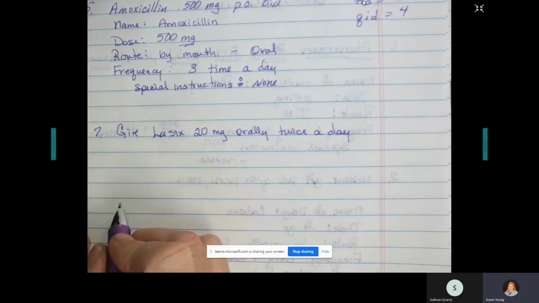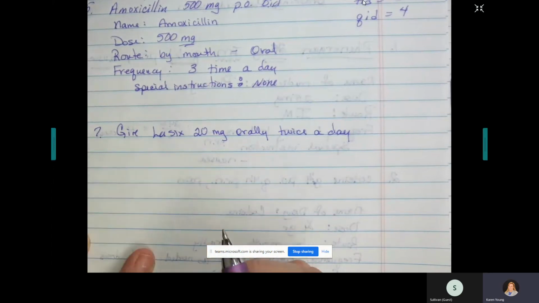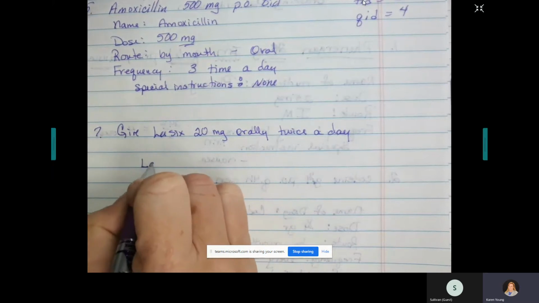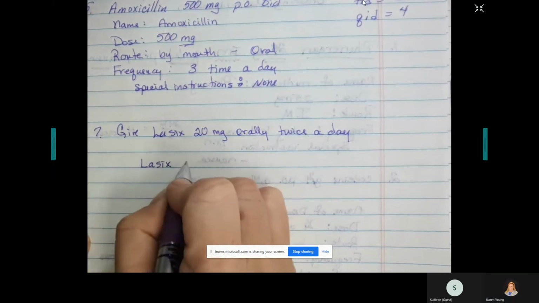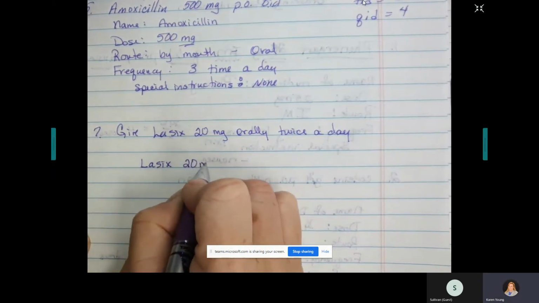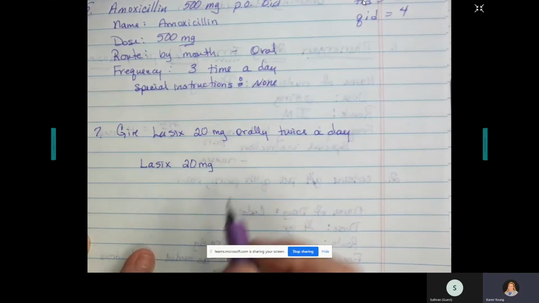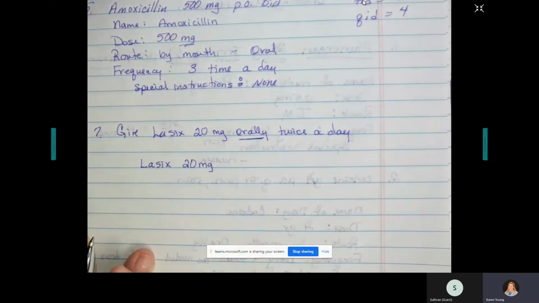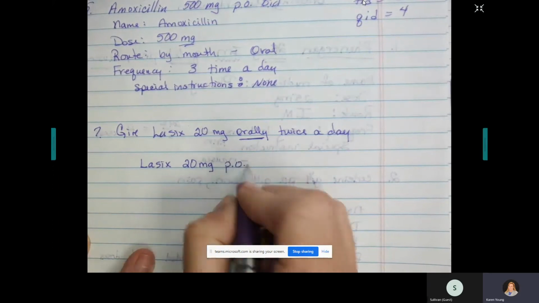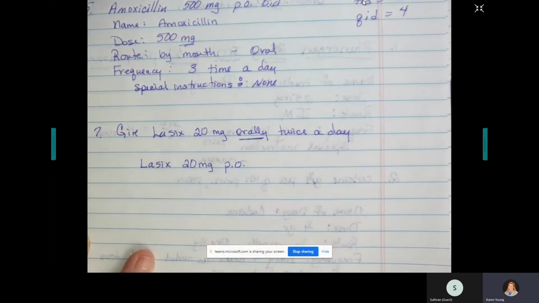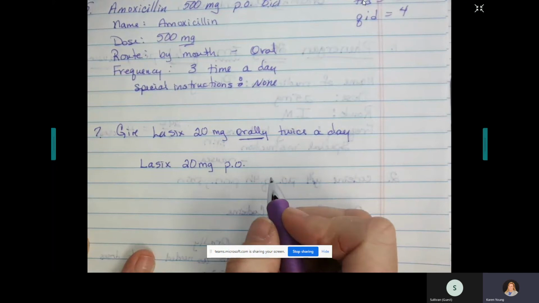Okay, so if I wanted to write it, I'm going to start with the name of the drug. So I start with the Lasix. I'm going to do my dosage, the 20 milligrams. What would I use to write orally? PO, because it's by mouth. Unless, sometimes it may be orally like sublingual, but it would say under the tongue or something along those lines.